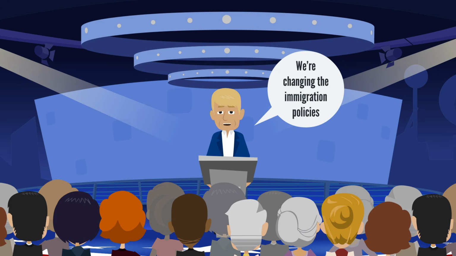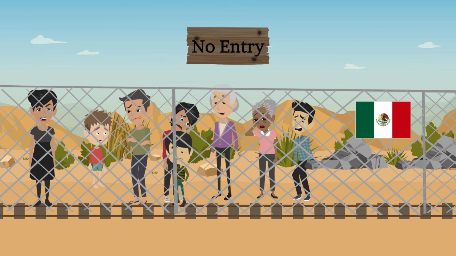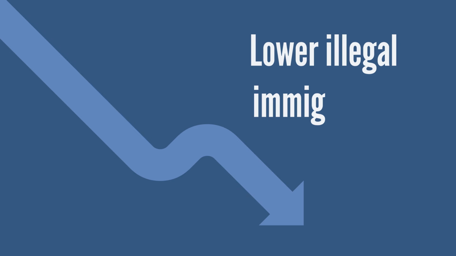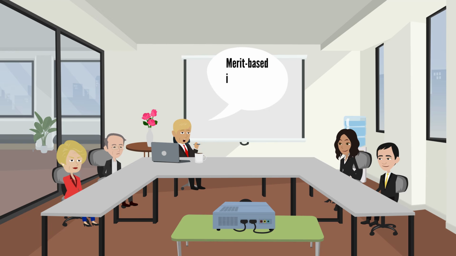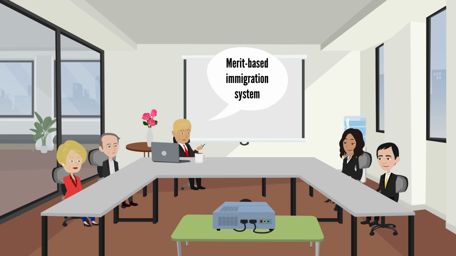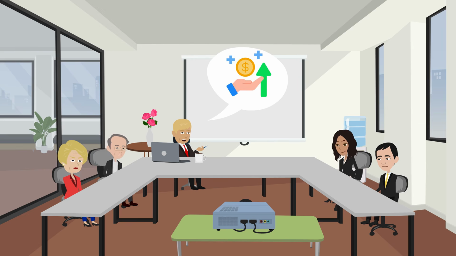Donald Trump's administration sparked numerous debates, particularly due to his stringent immigration policies, which were one of the most defining and divisive pillars of his presidency. He pushed for building a wall along the border with Mexico and took steps to lower illegal immigration. He also suggested a merit-based immigration system that would allow only those with skills that could benefit the economy.